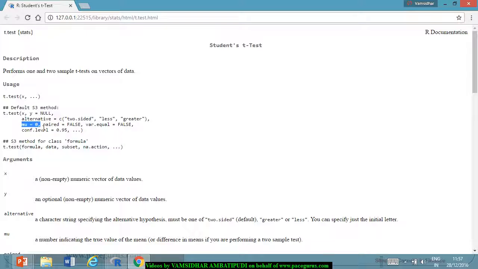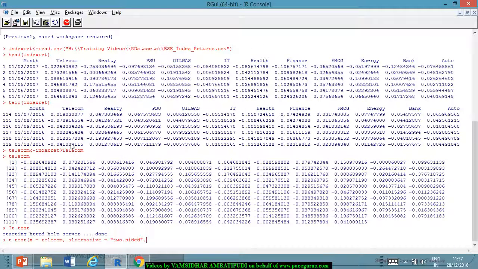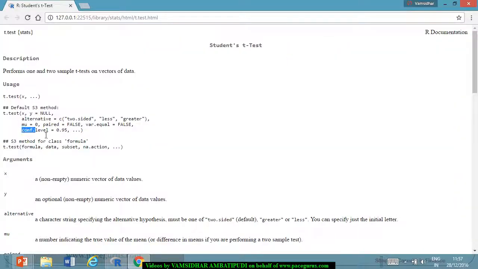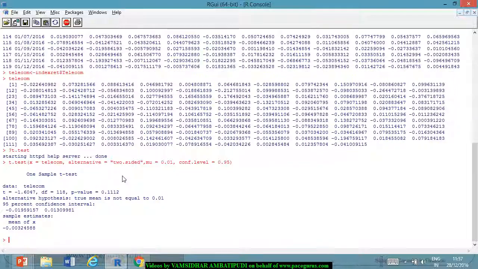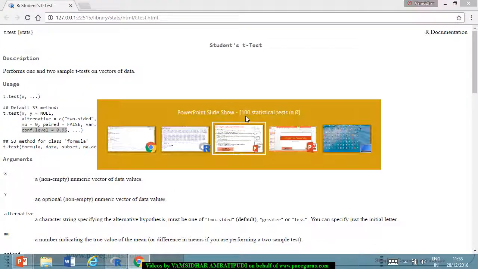Then I have to give my mu value. We have set it as 1%, so let me put it as 0.01. That is the mu value that we are setting. And I am also interested in looking at the 95% confidence interval for the difference. So, a straightforward test, you could see it's a one sample t-test. There are some calculations being performed, the t value, the degrees of freedom, but I am more interested in the p value. The p value is 0.1112.